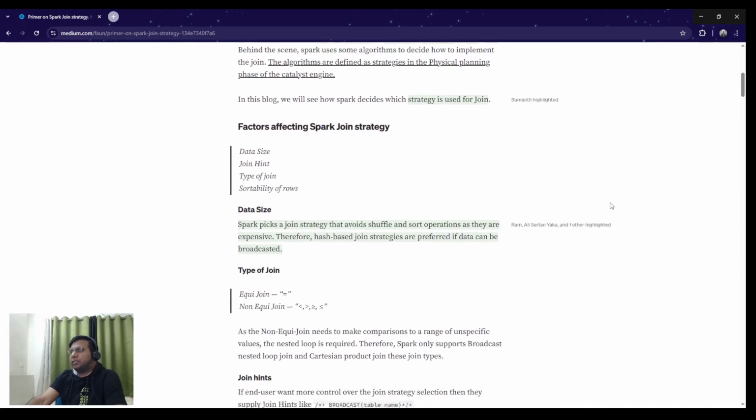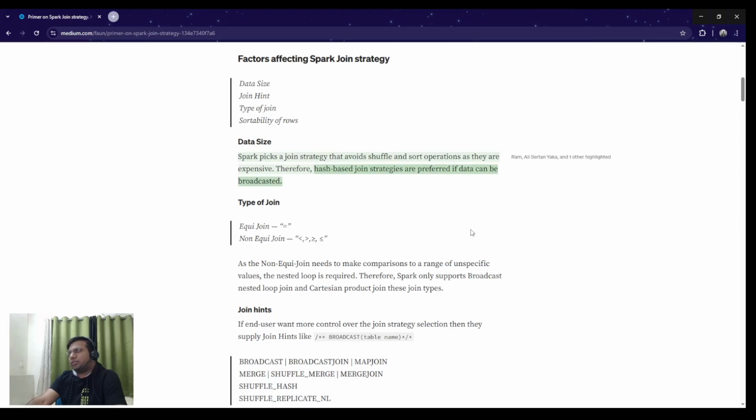So as this blog starts with, the first thing is it says what are the factors that affect Spark join strategy. As it documents very well, data size, because broadcast is dependent on the fact that the broadcasting side table should be small enough to fit in the memory. So data size is very important.